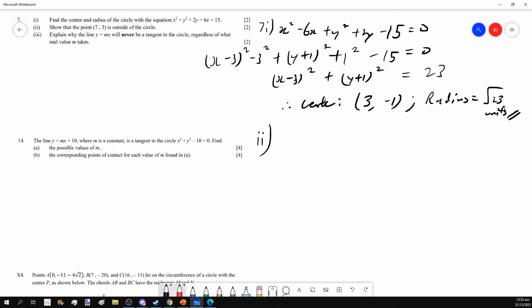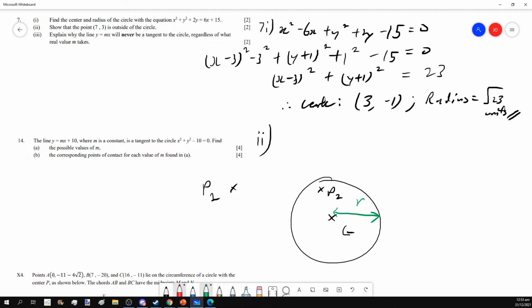Now for the second part, they ask, can you show that this particular position is outside the circle? In order for us to do these kinds of problems, let's think about it geometrically. Say we have a particular circle with a center, let's call it G, and a random point, let's call it P1. Let's have a second random point, let's call it P2. Now we can measure the radius of the circle. Let's call it R. You'll notice that for P1, because it is outside the circle, the distance from P1 to G, in other words the line P1G, will be greater than the radius R.